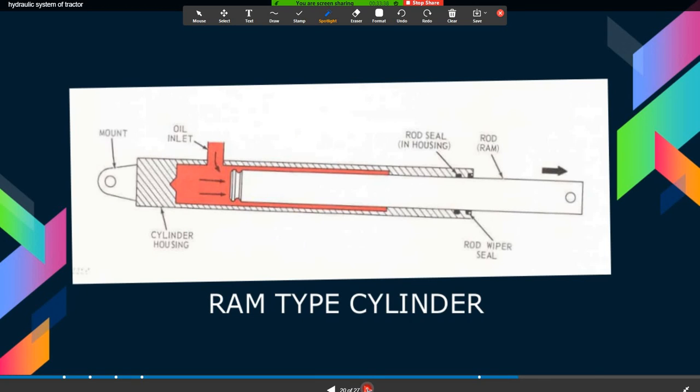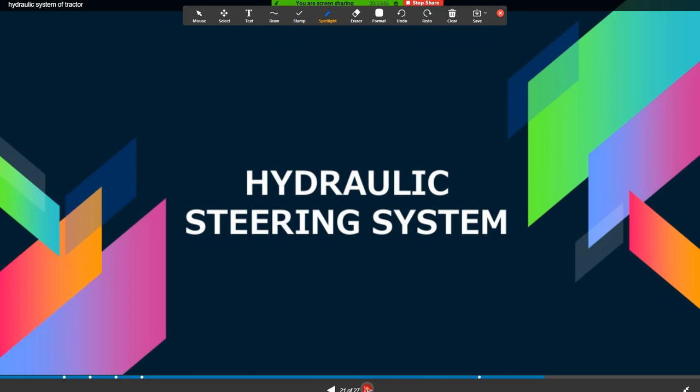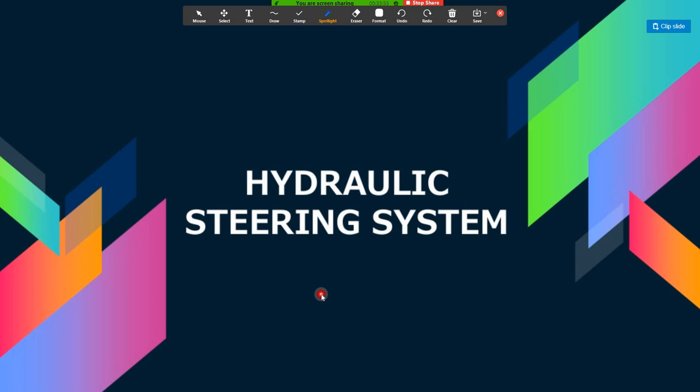So this is the ram type of cylinder. You can see here it is called the hydraulic ram type of cylinder. Another one, you can see how the hydraulic system controls the implement with the help of the hydraulic system.